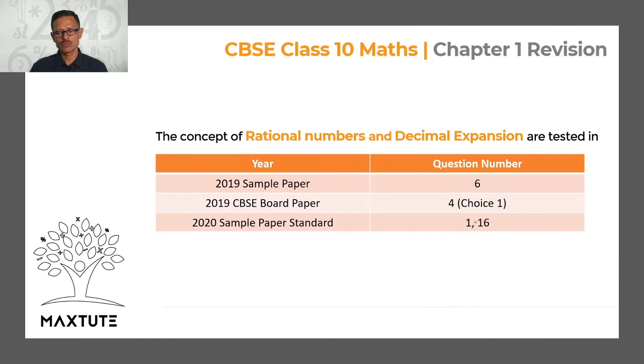Let's quickly check out when this was tested. This idea of rational numbers, the terminating decimal, and the number of decimal places after which it will terminate has been tested 4 times between 2019 and 20, in the sample paper and the board paper. So again, this is an important concept that you need to know.